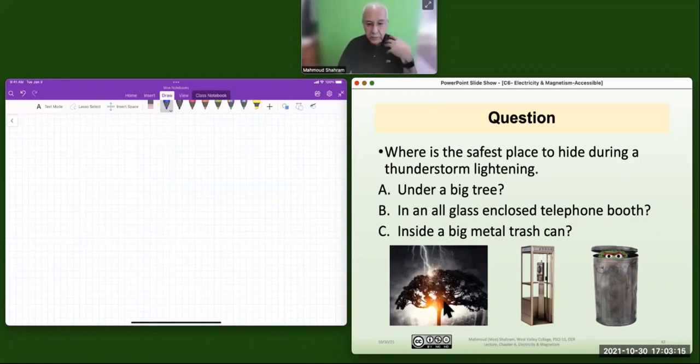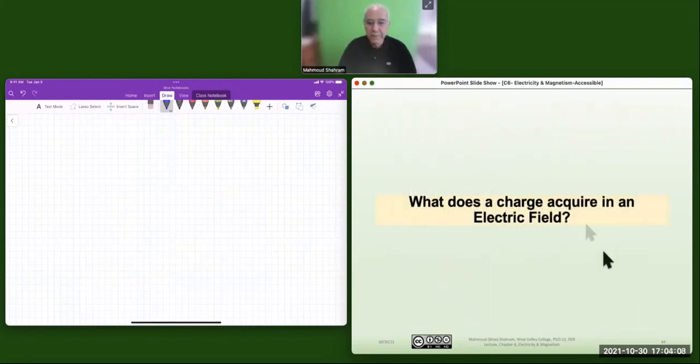It can actually go through the tree, burn the tree and whatever is under it, or it can go through the glass and whatever is inside the phone booth, but it cannot go through the metal. So if you hide in a metal can, you're safe because it's shielded. All the charges distribute on the surface of the metal and then get dissipated to the ground, but nothing goes inside.